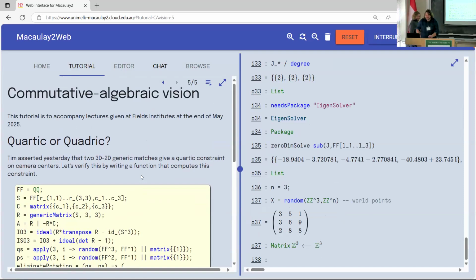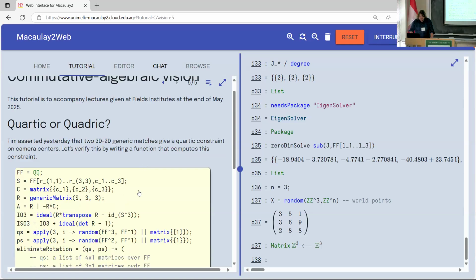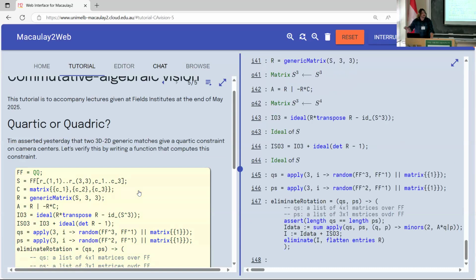Well, this was confusing. So this is from the last talk. Some people, I think, in the audience were confused last time when we were talking about quartic constraints on the camera center arising from 2 3D, 2D matches, because there are quadrics, as we saw in the previous slides. I don't have enough time to go through this, but the link to this worksheet will be posted on the website later tonight, and please go through it and verify that you really do get a quartic. But I think I'll switch to my slides now unless there are any questions about this.